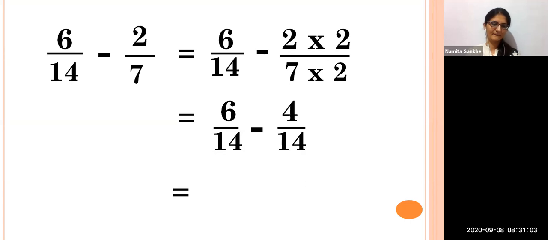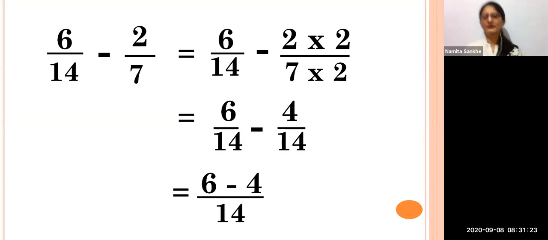2 upon 14. 6 minus 4 upon 14? Yes. 6 minus 4 upon 14. 2 upon 14. Correct. So here you get your final answer. That is 2 upon 14. Right, children? Now, just wait.